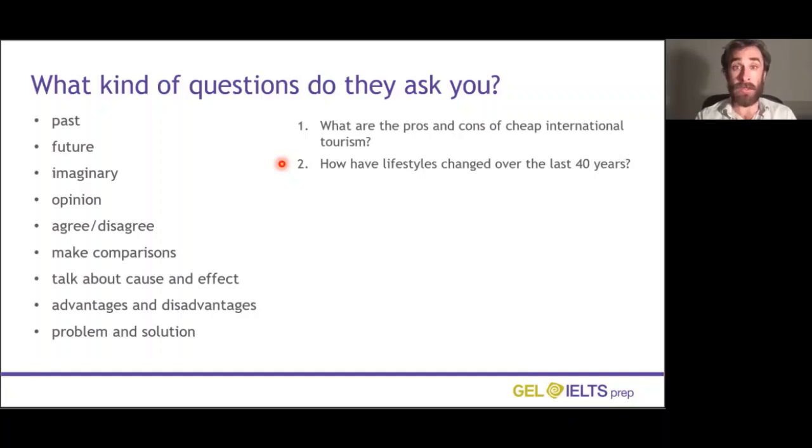Question 2 asks you to talk about the past, so 40 years ago, and it's asking you to make a comparison. So anything asking about how has something changed, you should talk about how things used to be, what people would do back in the past, and what people are currently doing or what people generally do today. So there needs to be comparison there as well as talking about the past.